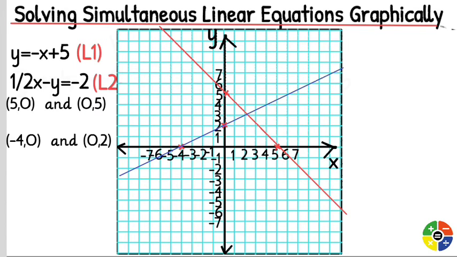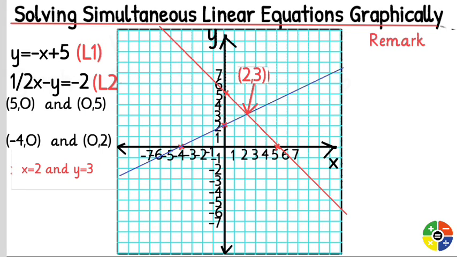Notice that the lines intersect at the point (2, 3). So, it is an ordered pair giving x = 2 and y = 3 as the solutions of the pair of simultaneous linear equations.